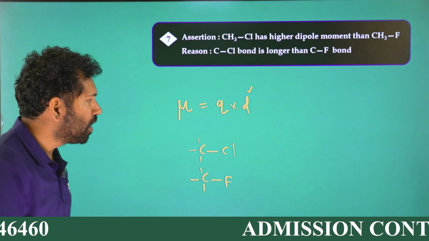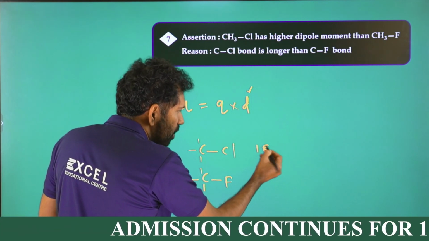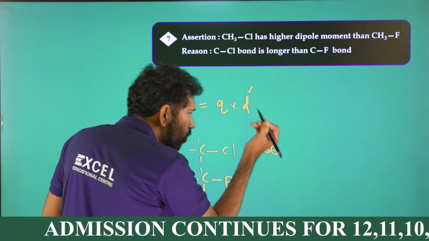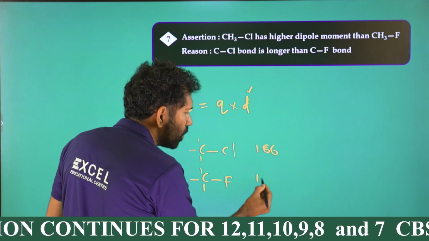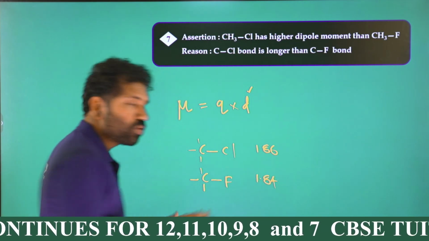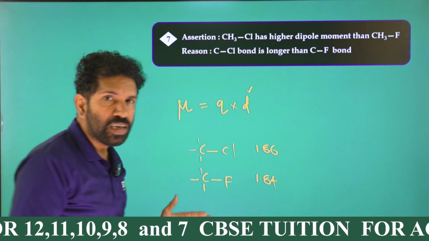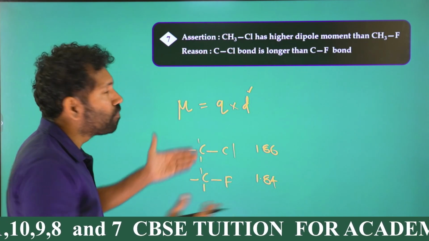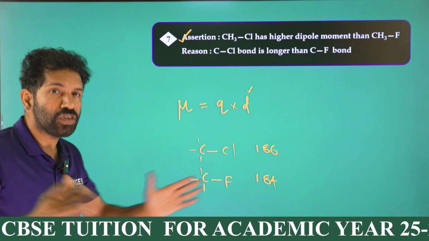Remember that. Here the dipole moment of this molecule is found to be 1.86 debye, and here it is equal to 1.84 debye. So the dipole moment of CH3Cl is a little bigger because of more bond length. So this assertion is correct. No doubt, the assertion is correct.